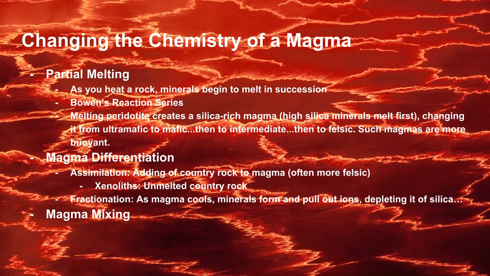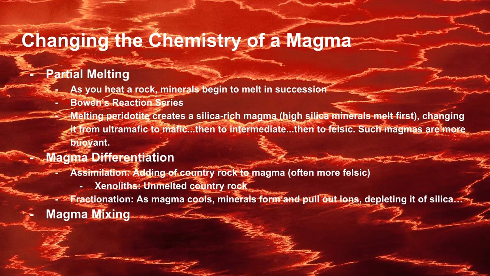So how do we change the chemistry of magma? You can melt a rock, but magmas don't necessarily just stay the one chemistry. Of course, there's a whole variety of chemistries they can become. You can partially melt it, which is what happens above a subduction zone. That subducting slab is bringing water down with it and partially melts the upper mantle.